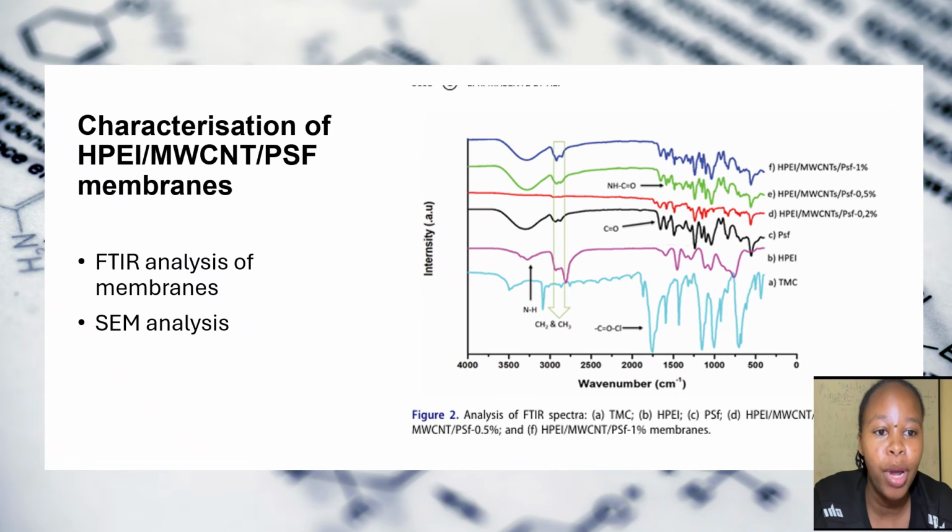Scanning electron microscope analysis showed that unmodified PSF membranes had smooth surfaces, while membranes with HPEI and MWCNTs became rougher as nanocomposite loading increased. This change in surface texture confirms successful interfacial polymerization and formation of a new polyamide layer.